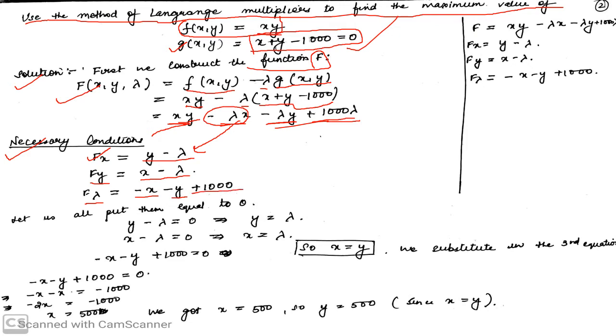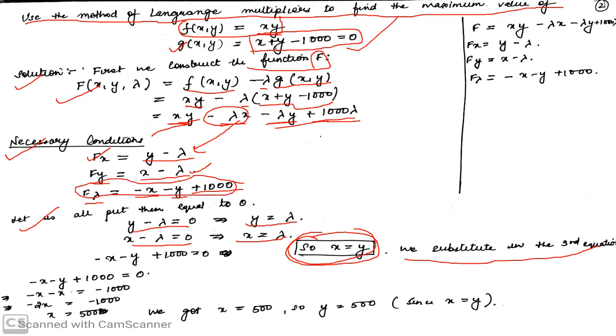Now we need to put them equal to 0. Y minus lambda is equal to 0, so y is equal to lambda. X minus lambda is equal to 0, so x is equal to lambda. So you can conclude that x is equal to y, right? We substitute these values in the third equation.